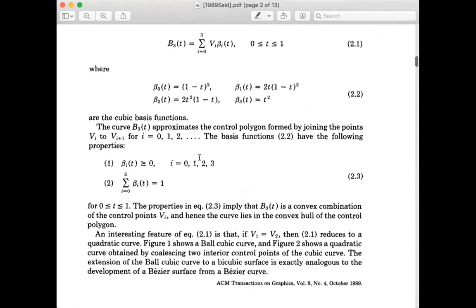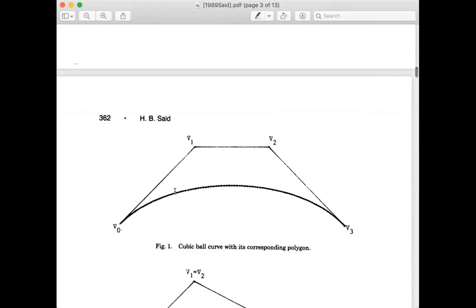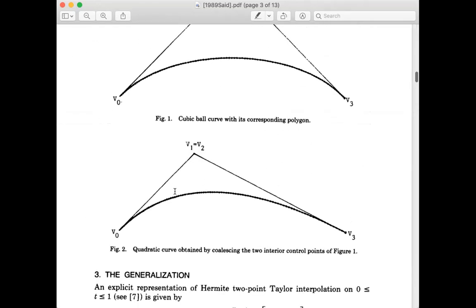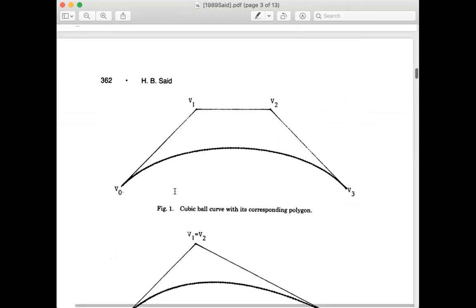They showed that this curve can approximate the control polygon formed by joining the points together. It is an affine combination because all beta i(t) are greater than or equal to 0, so it is a convex combination, and it is affine because the summation of the polynomials sums to 1. This is an example of a cubic Ball curve corresponding to the control points.